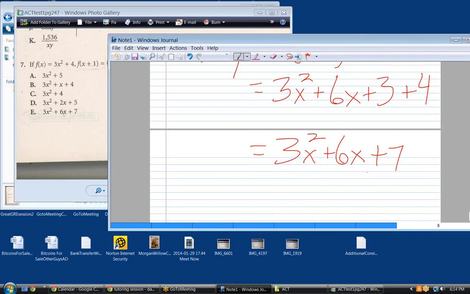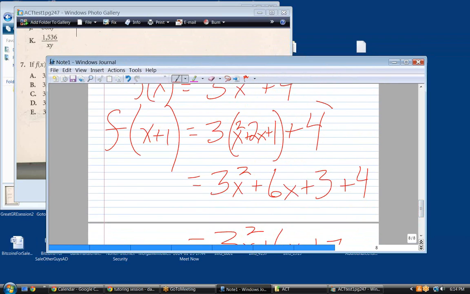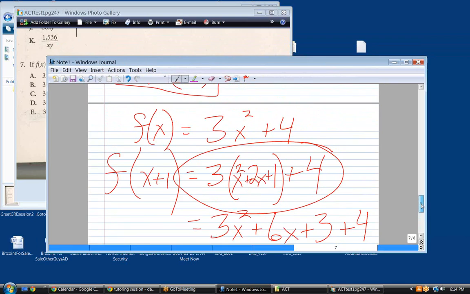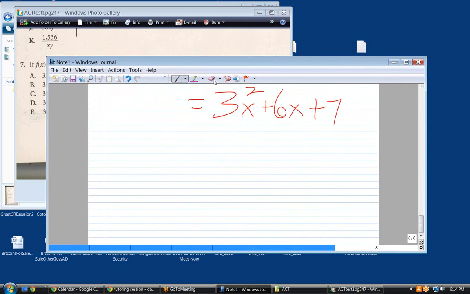In other words, they will always simplify. It's very unlikely they're ever going to put an answer on there that is either this or what it was before I raised it. They're always going to simplify.